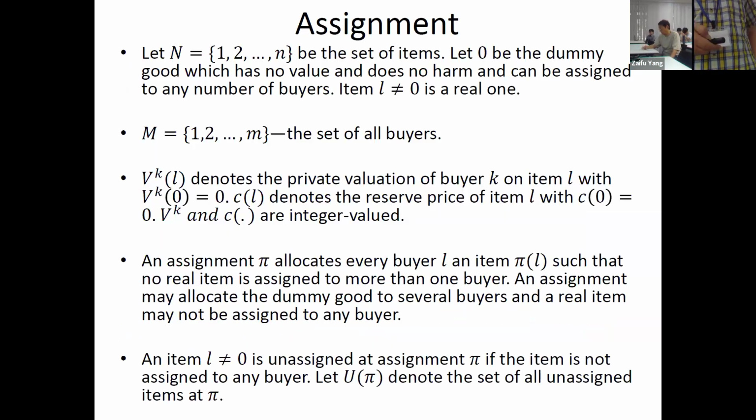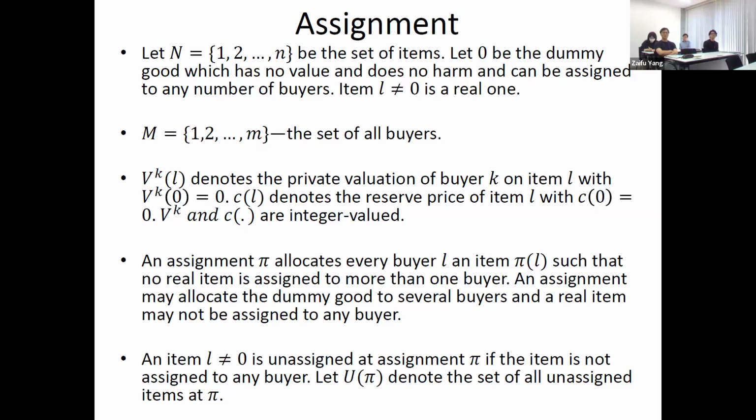Okay, so let's look at the details of the model. We use capital N to denote the set of atoms, and we use 0 to represent the dummy atom, which has no value or does no harm to anyone, and can be assigned to any number of bidders. And then we use capital M to denote the set of all potential buyers or bidders.